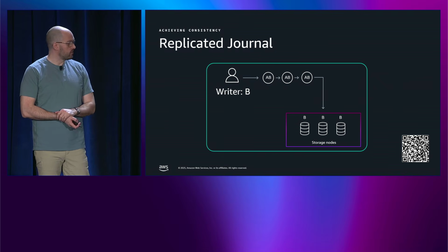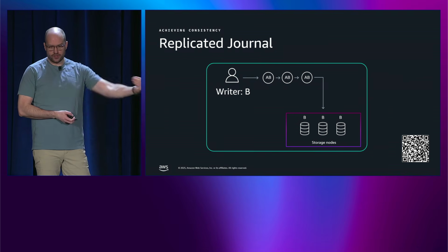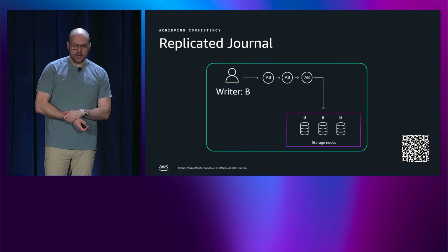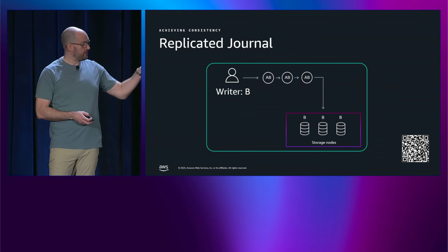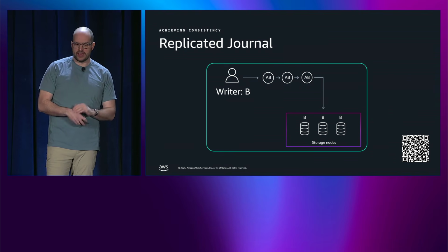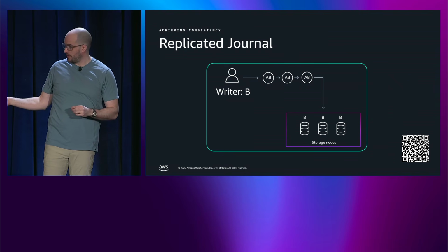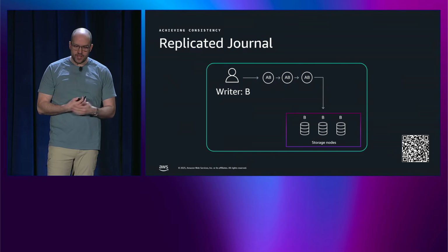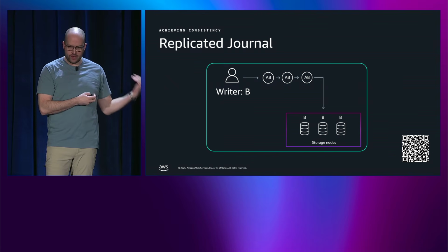And when a subsequent write comes in, it also flows through the journal into the storage nodes. What you can see here is that although the storage nodes just have the latest value, the journal is keeping track of the recent history. And every node agrees on that ordering because they're sending requests to each other in sequence. And so in this example, A comes before B.